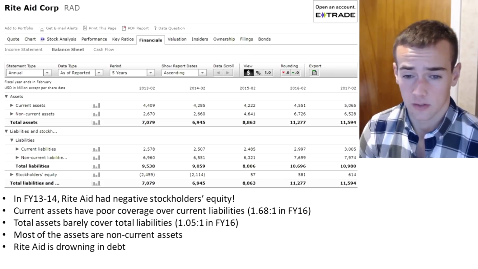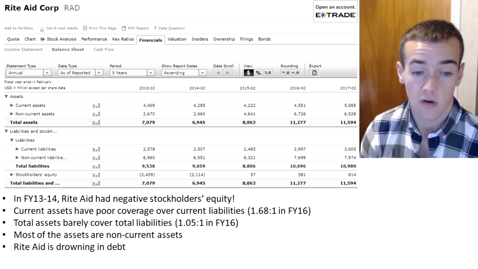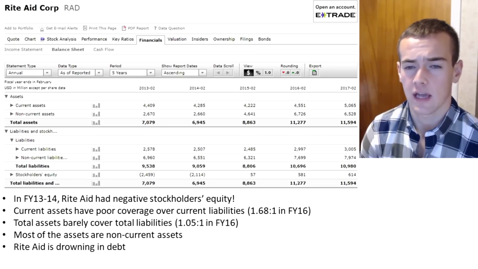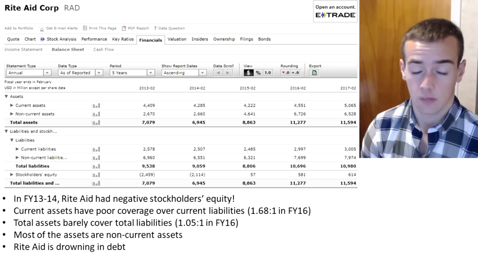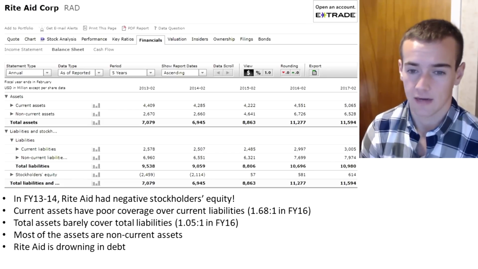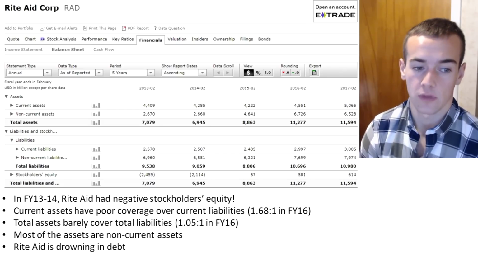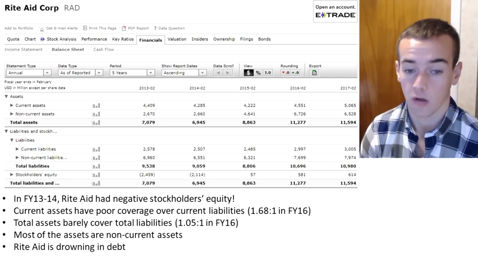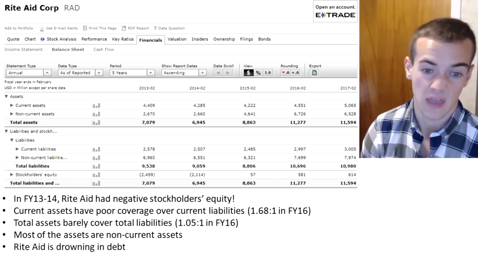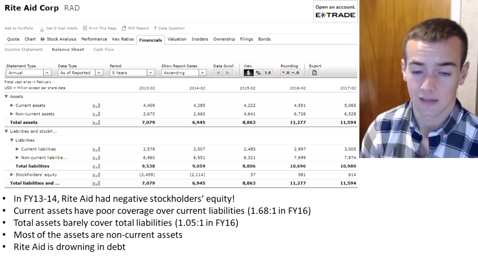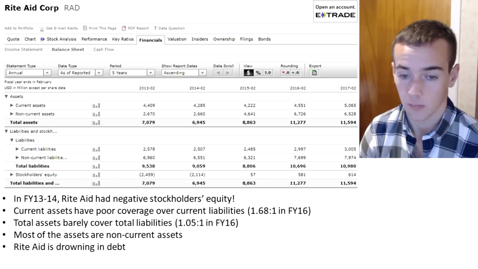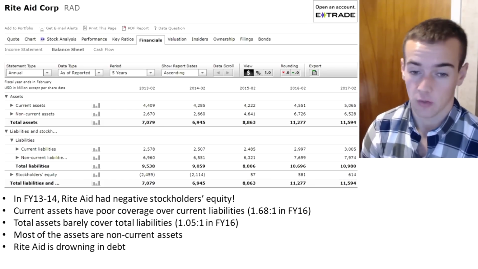Then let's take a look at the current fiscal year and get an idea of whether or not their current assets are covering their current liabilities. As we said, Google's was well above 6. When we look at Rite Aid, their coverage ratio is 1.68, which is not a very good coverage ratio. Essentially their current assets are just above their current liabilities, and you want to see a coverage ratio above that. I tend to want to see at least above a 2 to 1 ratio of coverage of current assets to current liabilities. So 1.68, not very good coverage.